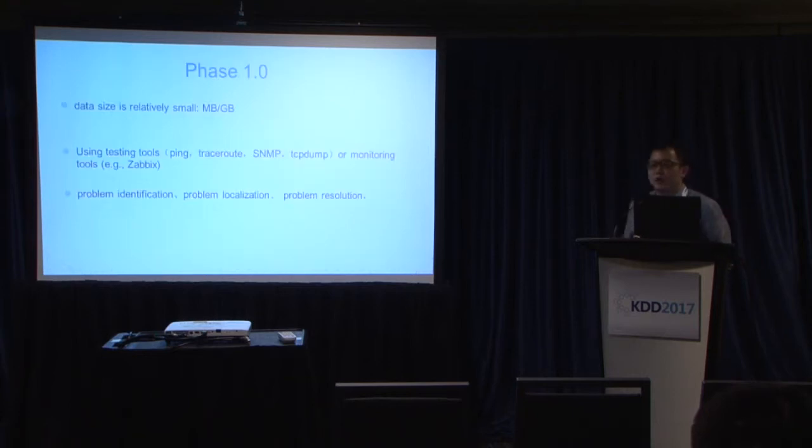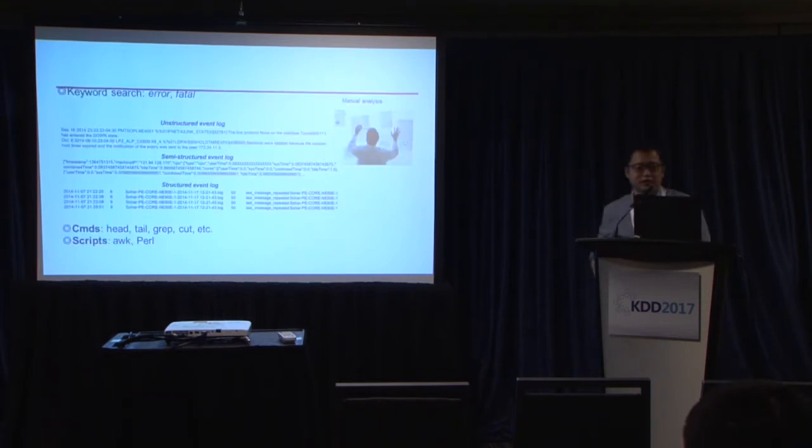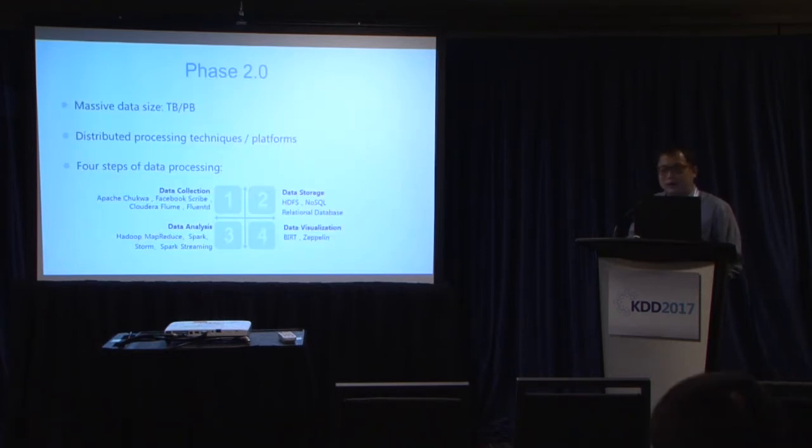Looking at phase one, the data size is usually small, in megabytes or gigabytes. So people using simple tools or monitoring packages can handle this. A concrete example is, from the system logs, we can do a keyword search on error and fatal. Sometimes you can use a script to do the search and find the problems. That's phase one.